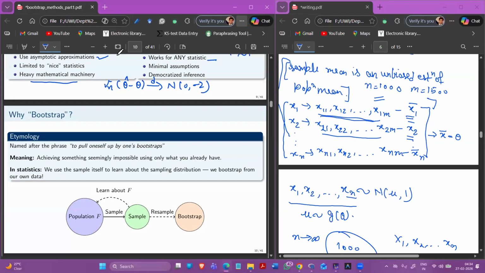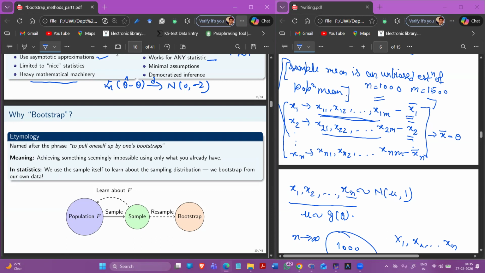It is named after the phrase to pull oneself up by one's bootstraps. The meaning is achieving something seemingly impossible using only what you already have. So whatever sample you have, you just use it again and again, and you can describe the results for the entire population.